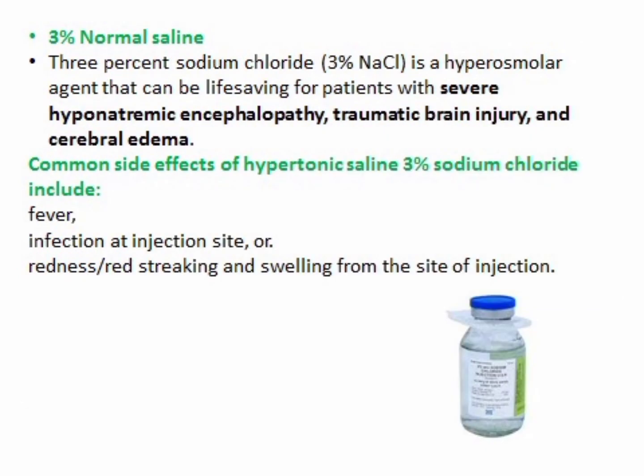Next is 3% saline. 3% sodium chloride is a hyperosmolar agent that can be life-saving for patients with severe hyponatremic encephalopathy, traumatic brain injury, and cerebral edema. Common side effects are fever, infection at injection site, redness, red streaking, and swelling from the site of injection.